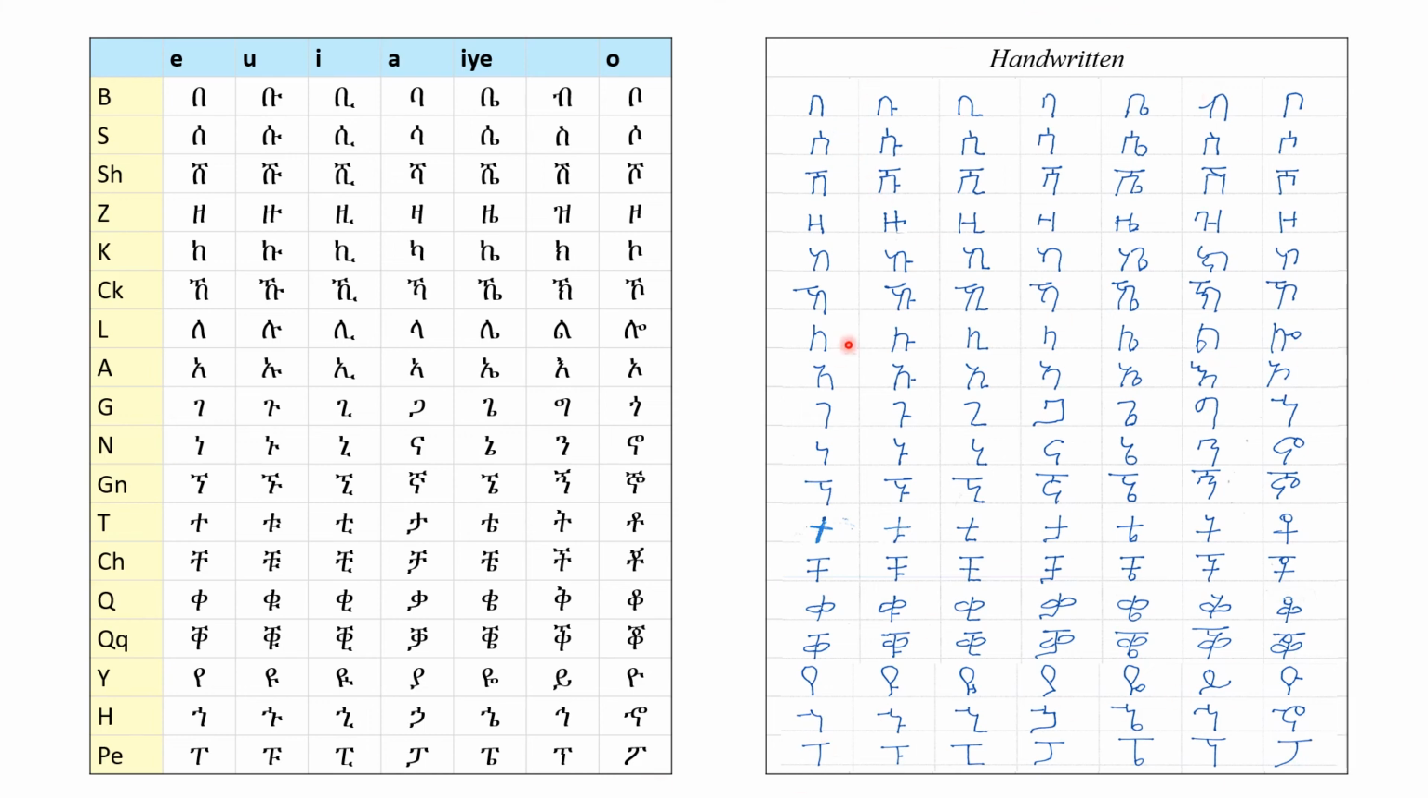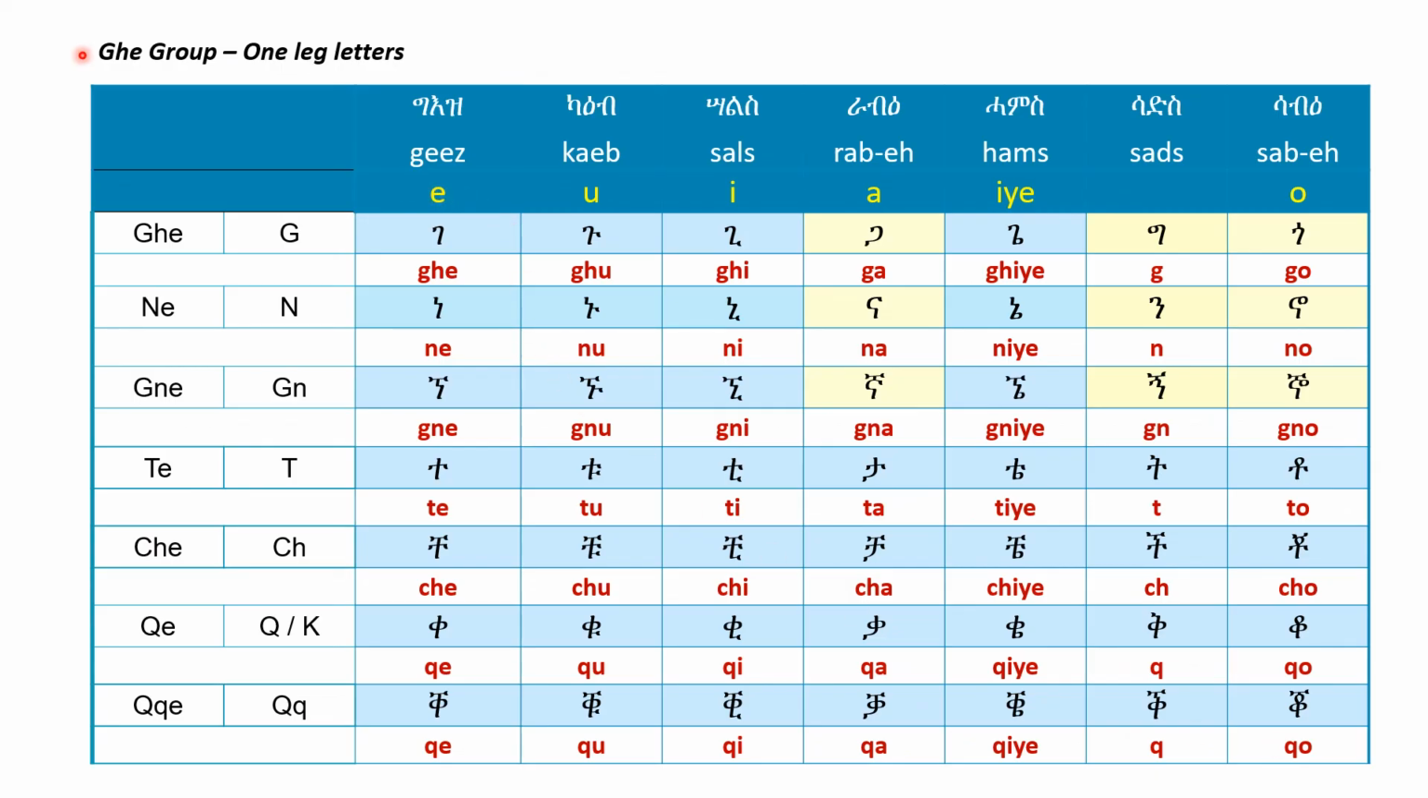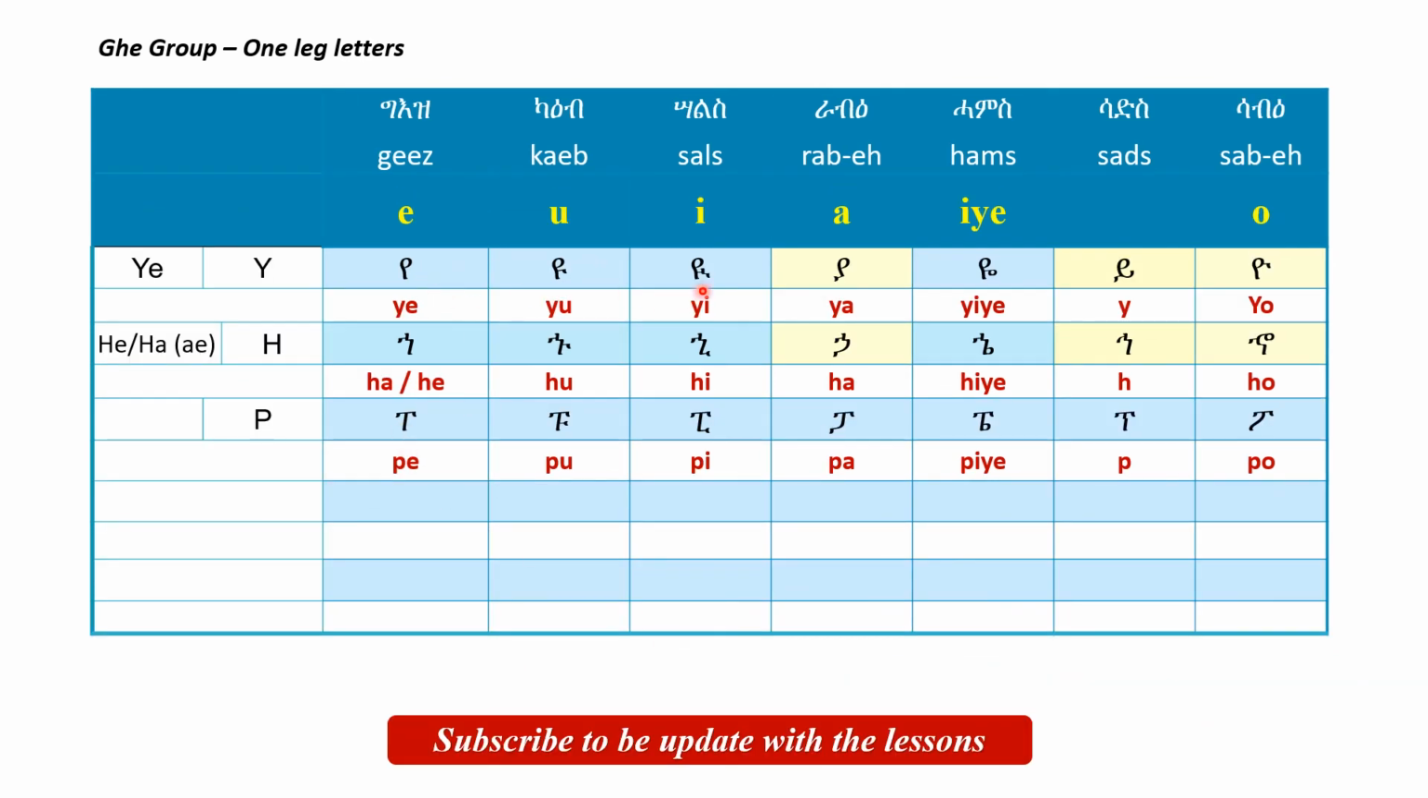Here are the handwritten letters. Pe, pu, pi, pa, pie, pe, po. The one-leg groups: ge, gu, gi, ga, gie, g, go. Ne, nu, ni, na, nie, n, no. Nye, nyu, ni, nya, nye, ny, nyo. Ye, yu, yi, ya, ye, yo. Ha, hu, hi, ha, he, ho. Pe, pu, pi, pa, pie, pe, po.